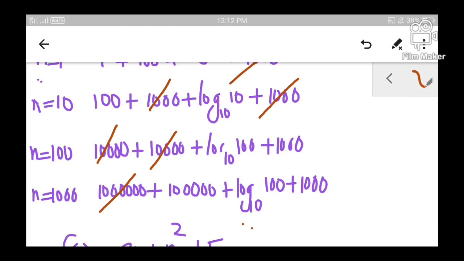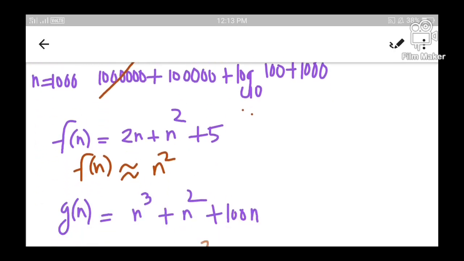So asymptotic complexity says if the highest contribution is made by the term which is associated with the highest power of n, then consider only that term and ignore the rest of the terms. This process of ignoring the lower order terms and accepting only the highest order term is known as asymptotic complexity. Let us move on to an example.